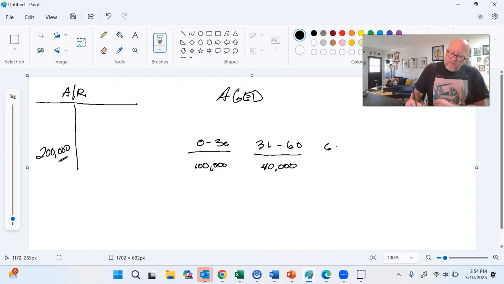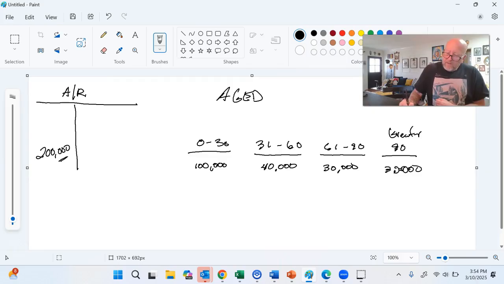Then I can do 61 to 90. And I can say, hey, you know what? I've got 30,000 in this bucket. And then finally, I've got anything greater than 90. And I've got 30,000 in this bucket, right? The total is 200,000. And what we're saying is now we can apply some estimates. We can say, hey, you know what?